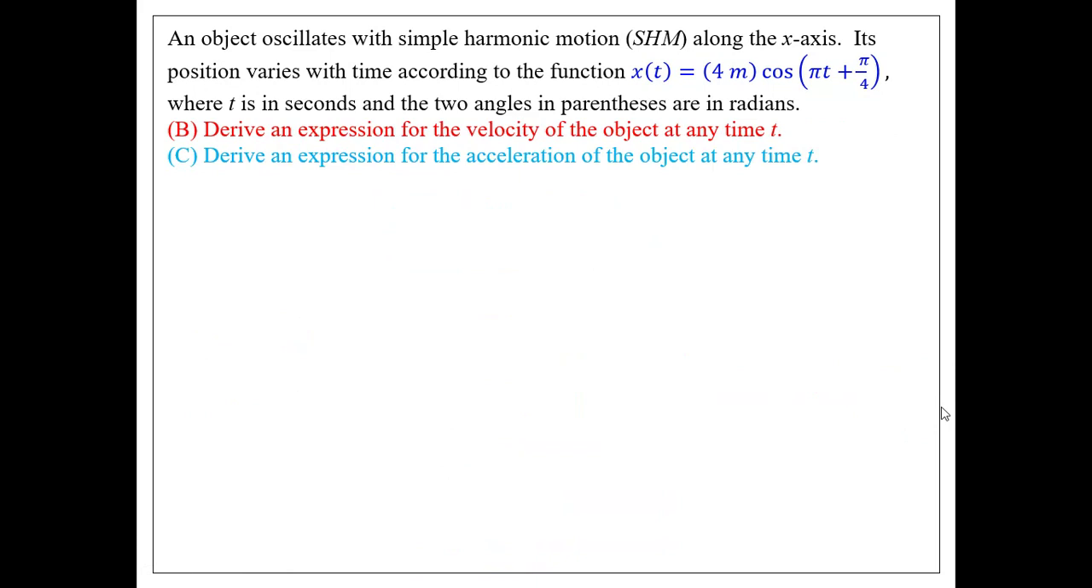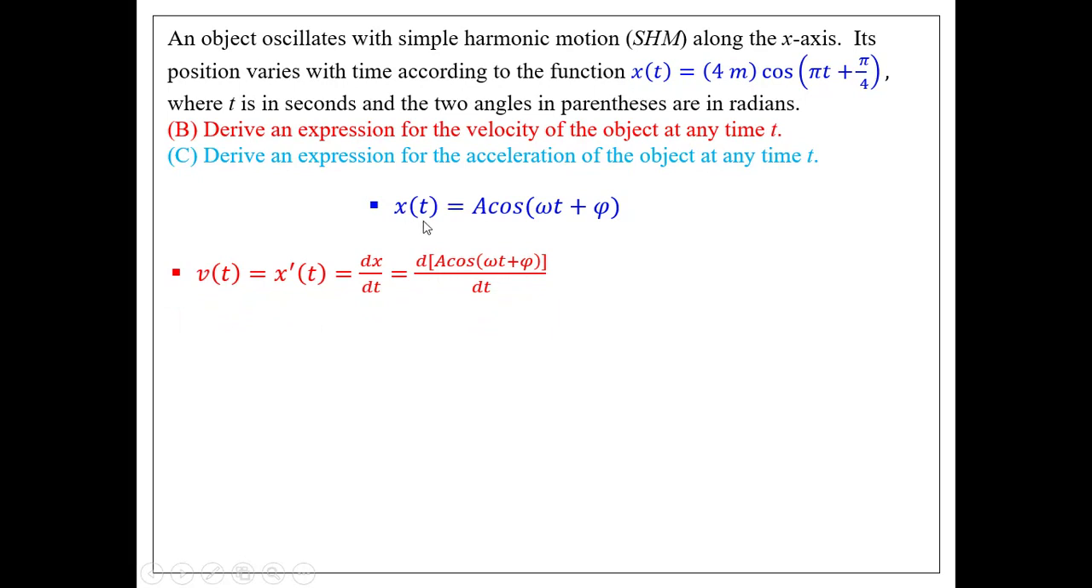Part B says derive an expression for the velocity of the object at any time. I know my x of t function generically is A cosine of (omega t plus phi), with a phase shift because the function has a phase shift given. To find the velocity, you would just take the first derivative of x of t. So that's what I wrote here: v of t is equal to x prime of t, which is equal to the derivative of x with respect to t. On the outside, I put d for derivative, and then the function for x is given as A cosine of (omega t plus phi), and that's all over dt.